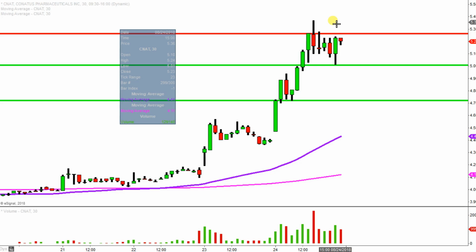All in all, though, very, very nice week, nice close to the week, and as long as the price continues to build higher bases, everything else will take care of itself.